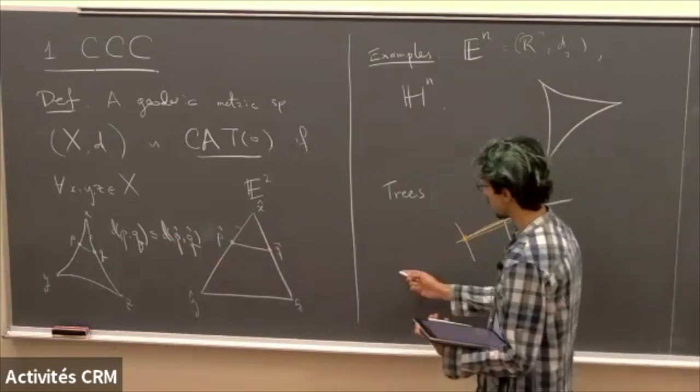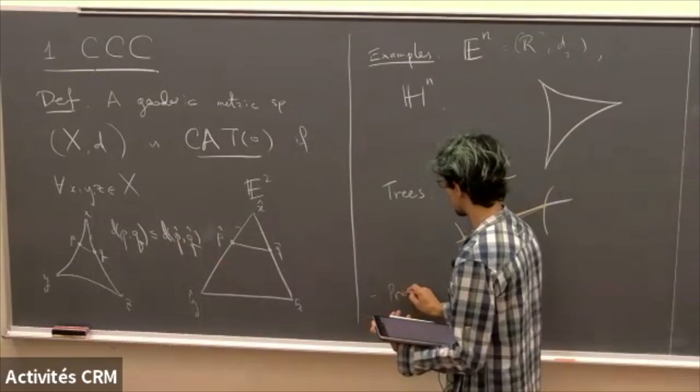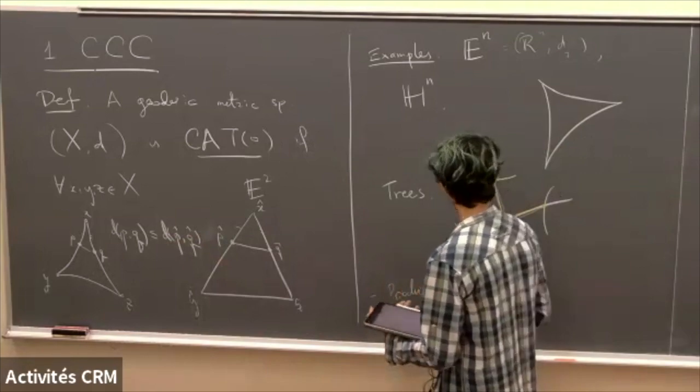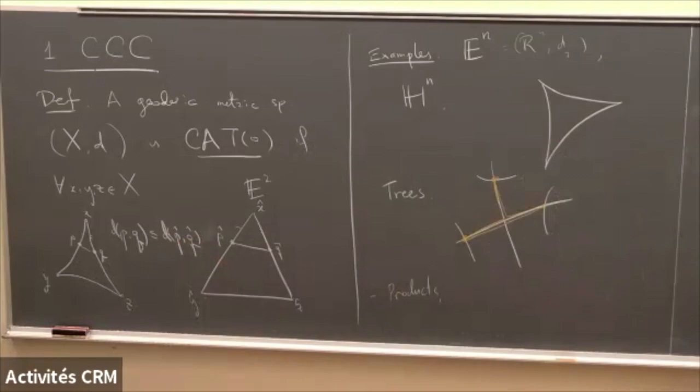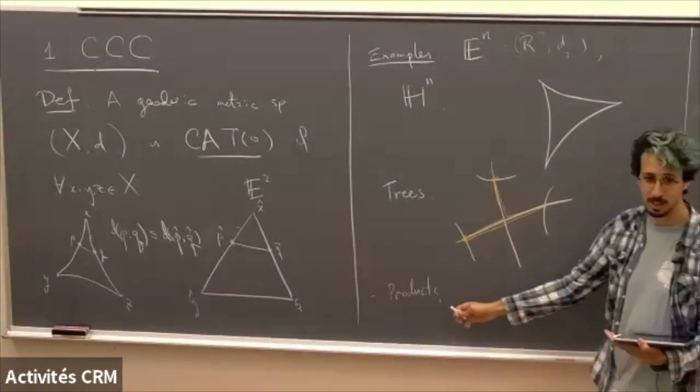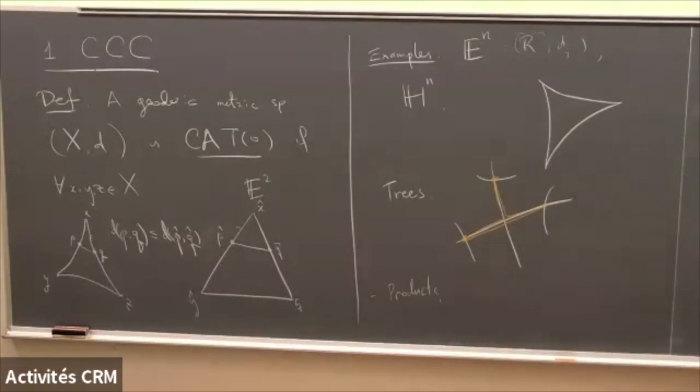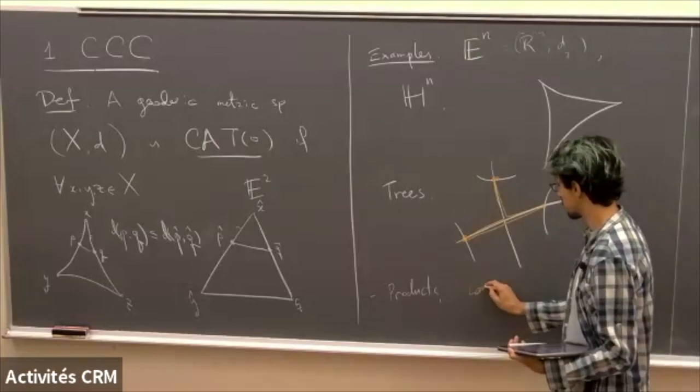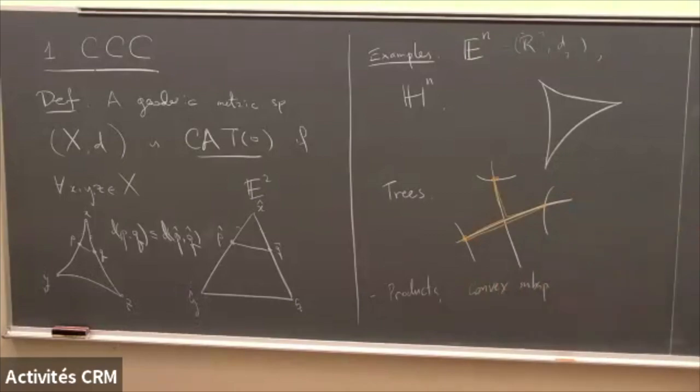Okay, and what else can we do? We can form products. Note the last talk will be about product of trees, so it's already interesting enough to spend the whole talk about product of such things. We can take convex subspaces, etc.